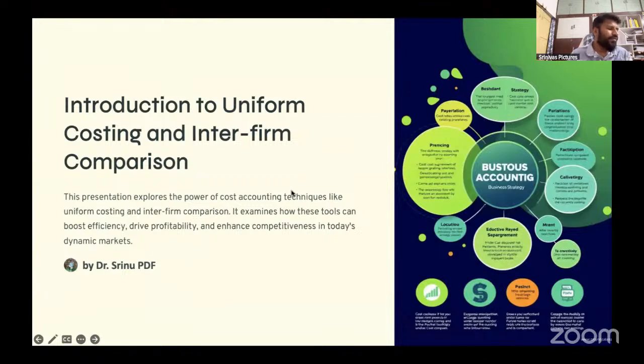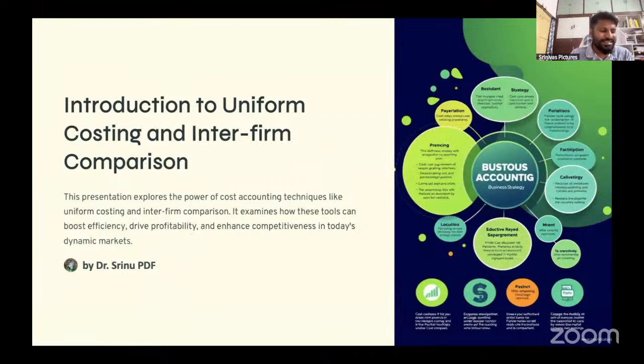Yes, in Block 5, the next unit is uniform costing. Uniform costing and interfirm comparison. So this is the 15th unit, uniform costing. Right, so what does uniform costing mean?